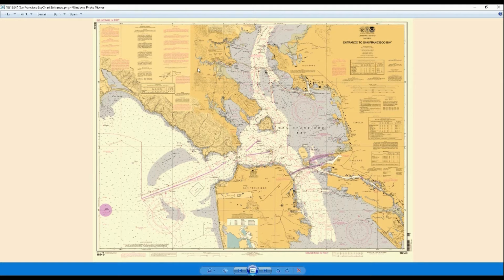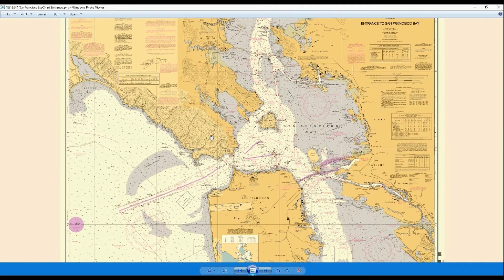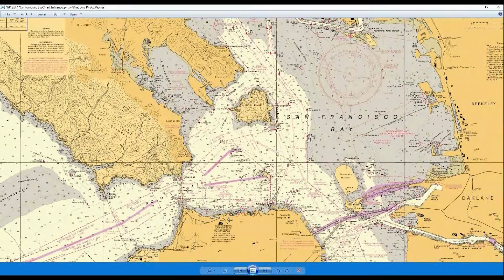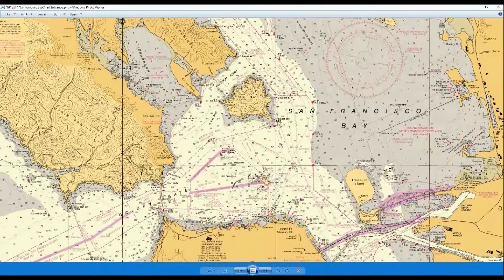So what you're seeing here is the brown area is the land. This is the city of San Francisco here, across the bay. Here's Oakland, here's Berkeley, Richmond, and over here the Marin Peninsula. What you're seeing here in the blue and white colors are the waters of the bay. The white color indicates deep water, the blue color indicates shallow water. And the numbers that you're seeing sprinkled throughout the chart indicate what the average low tide is at that spot.